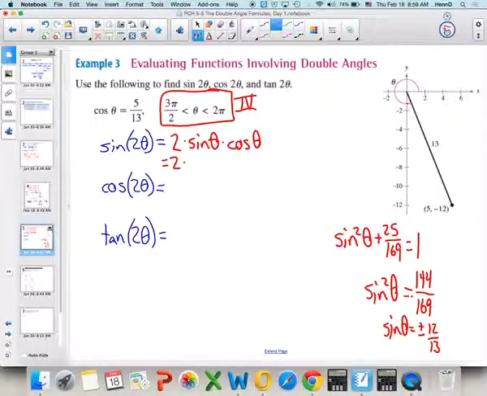Okay? So now look at what I can do. I have 2 times negative 12/13 times 5/13. Some crazy stuff going on. Okay? So I know it's going to be negative 120 over 169. And that is fully reduced, so you can just leave it like that. Does it make sense?